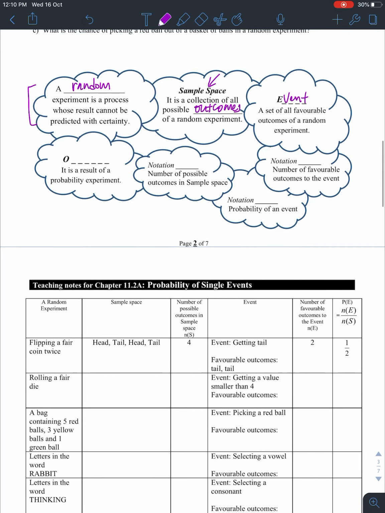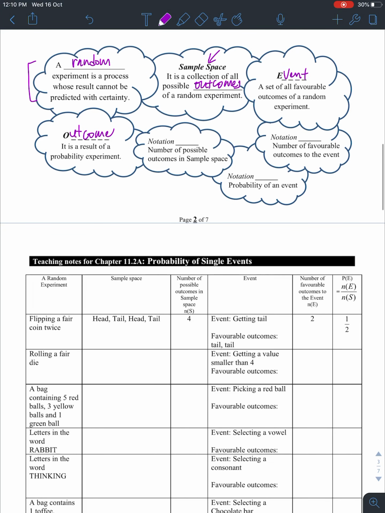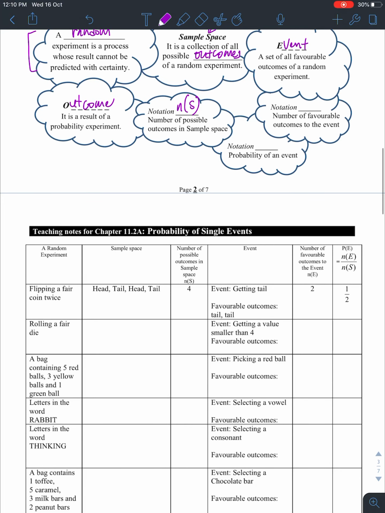What is the result of a probability experiment? An outcome. What is the notation for the number of possible outcomes in a sample space? It is given by small n(S). What's the notation for the probability of an event? We use capital P and E, which denotes the event.